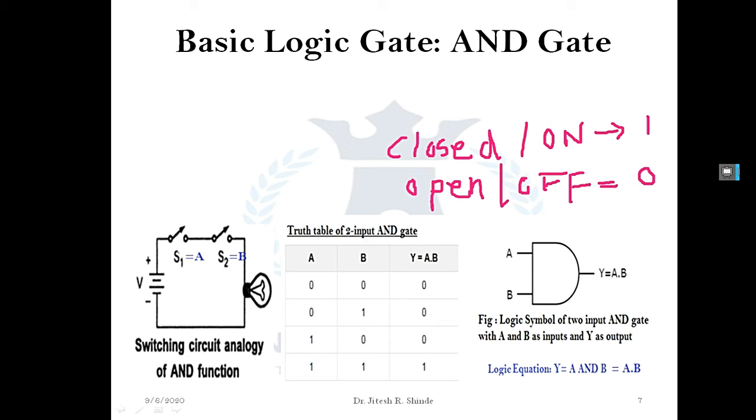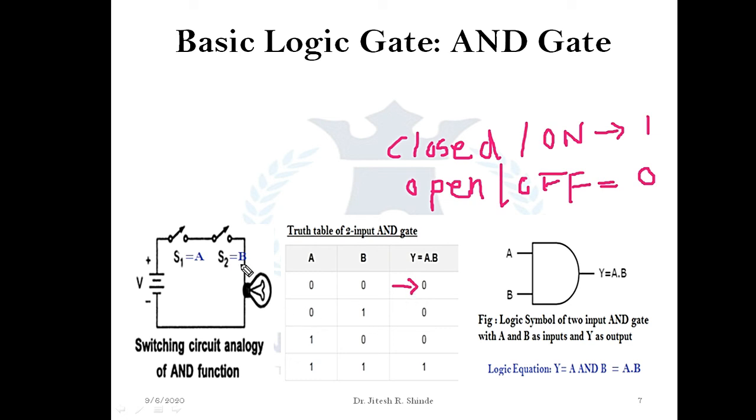Remember this. Now here first input combination A equal to 0, B equal to 0 means switch S1 open, A open, B open, means open circuit. The input is not connected to the bulb, means the signal will not come to the bulb. Hence in this case the bulb will not get turned on. This is indicated by y is equal to 0.